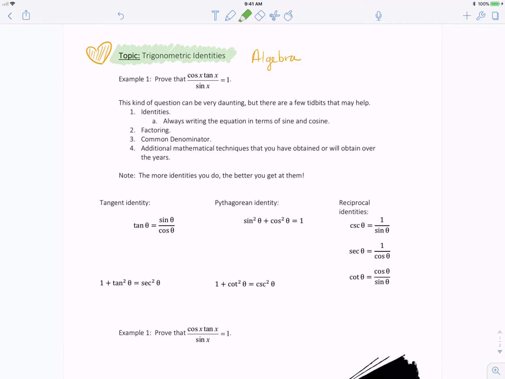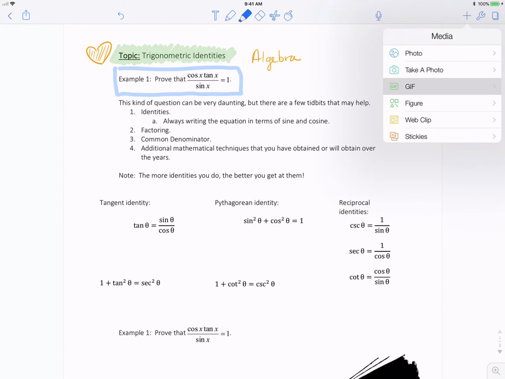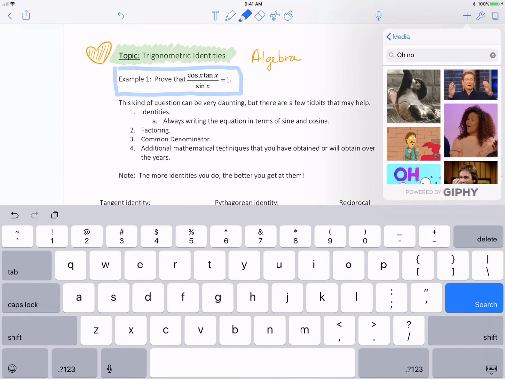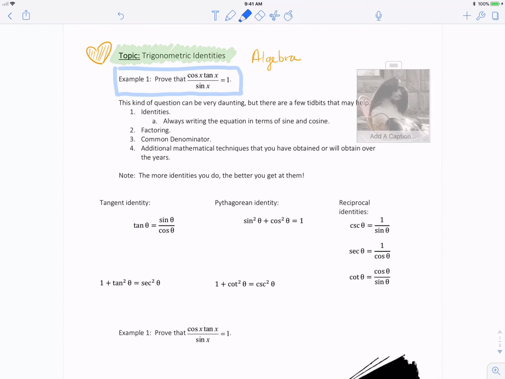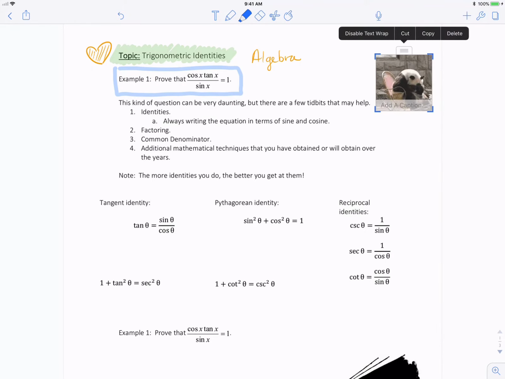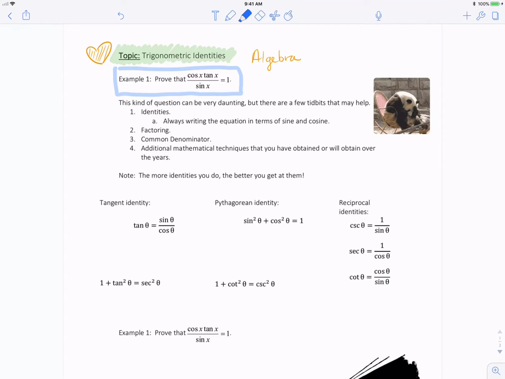So here's an example of what we're going to see today. It would say prove that cos of x times the tangent of x, all divided by sine x equals 1. Although this looks daunting, and you're like, oh my goodness, what is happening? There are a few different things that we can do. Do you like that little panda? That's you saying, oh no. A few different things that we can use to make it more appropriate or make it more bearable.